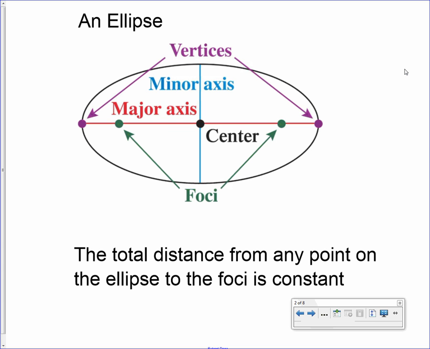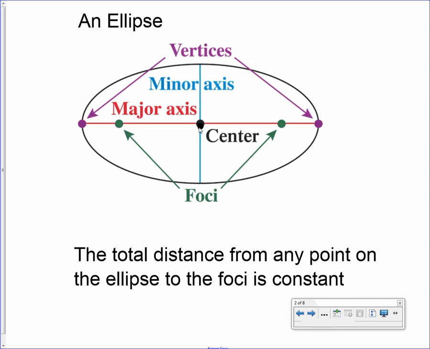There are a couple of vocabulary words that you're going to hear over and over and over. So first we have the center of an ellipse. It's in black here. And then you have in purple what are called the vertices. Those are the points that are the furthest away from your center. The distance between your two vertices in red is called your major axis.